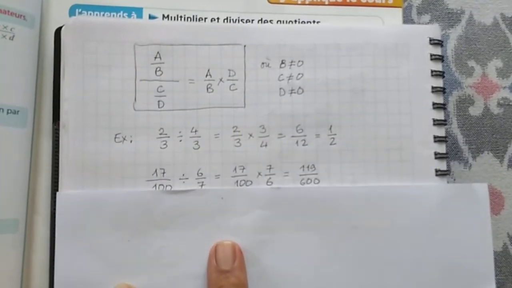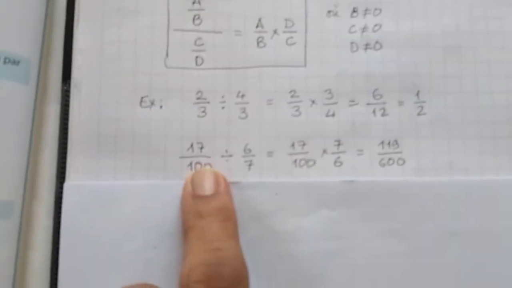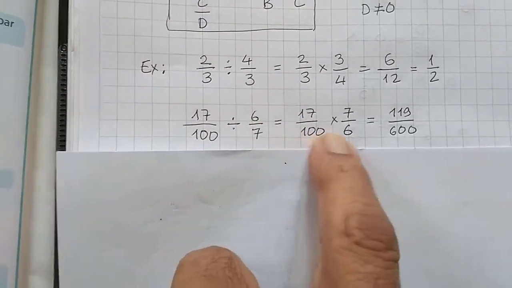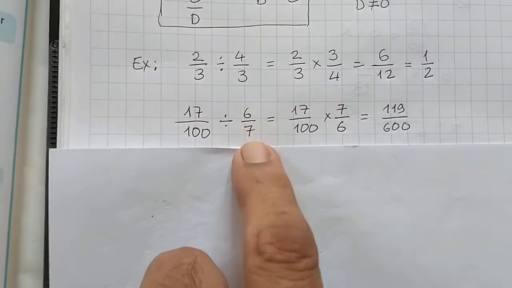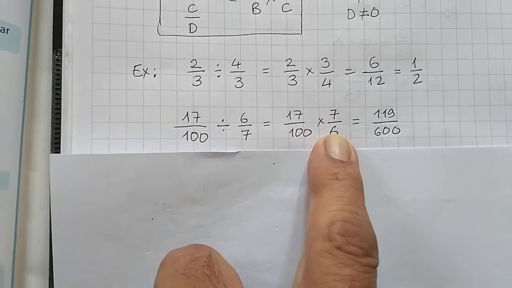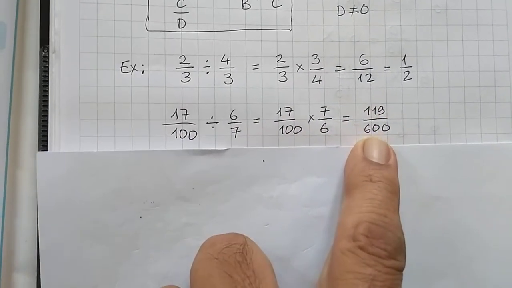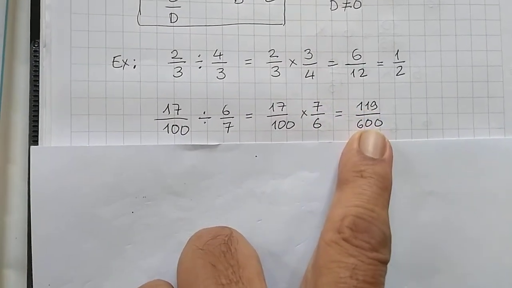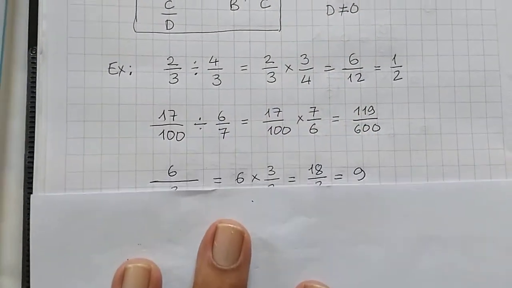Okay, so let's take another example. 17 over 100 divided by 6 over 7. You'll get 17 over 100 into 7 over 6. This is 6 over 7, so you take the reciprocal, 7 over 6. You get 119 over 600. 17 into 7 is 119, divided by 600.